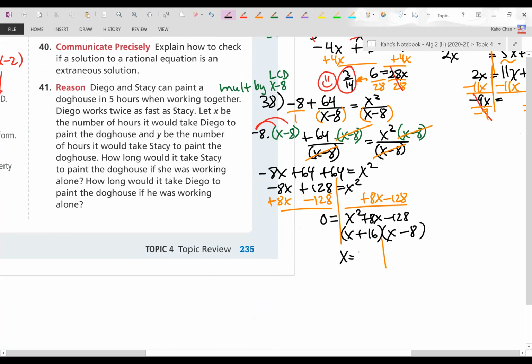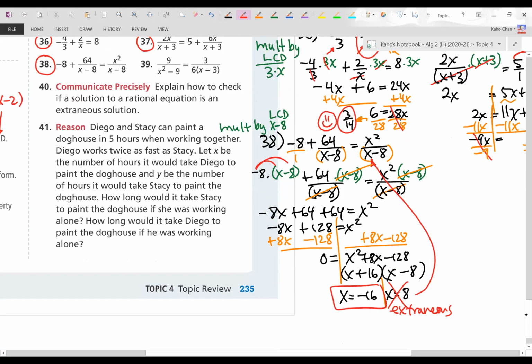X equals negative 16 or x equals 8. Here's the thing. These two answers are not your answer. X equals 8 is extraneous. It will make my denominator there 0. This is extraneous. Crazy, huh? The only answer is x equals negative 16. Woohoo! Got through that one. Number 39, last one.